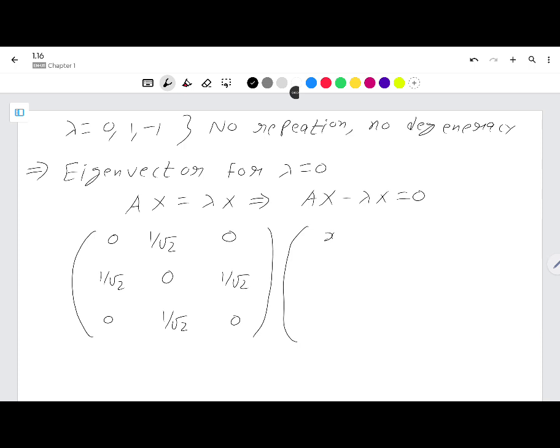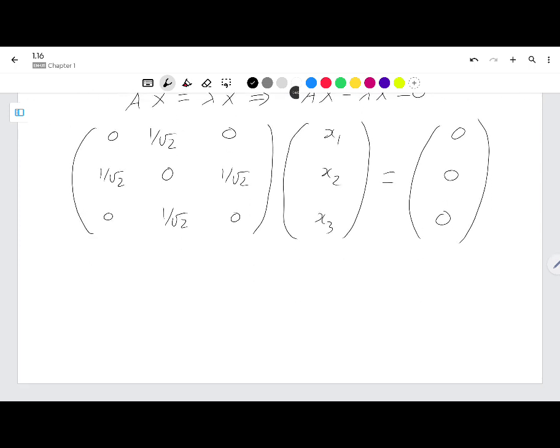Let's say this x is x1, x2, x3, equal to zero. So what do we get? By square root of 2, x2 is equal to 0. There is 1 by square root of 2, x1 plus x3 is equal to 0.